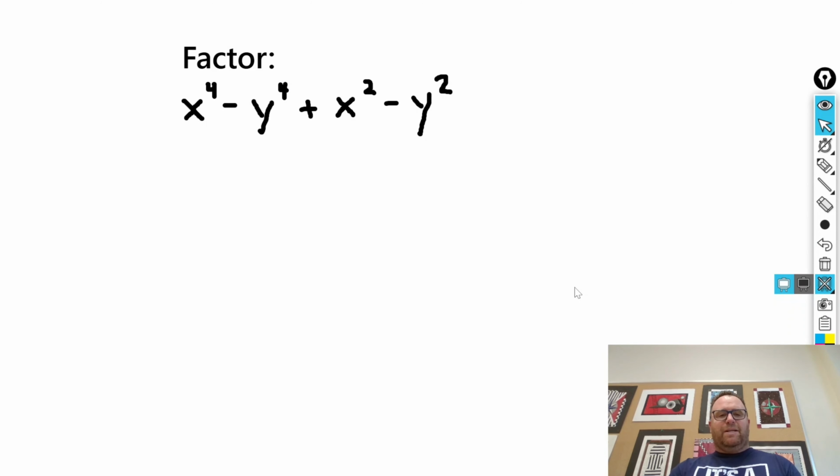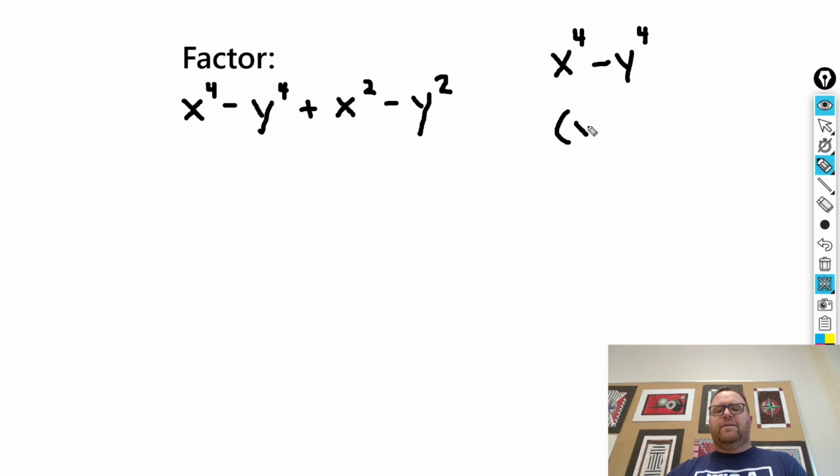A user asked me to factor x to the fourth minus y to the fourth plus x squared minus y squared. So I'm going to go ahead and do that. Now, it should be noted that x to the fourth minus y to the fourth, that's a difference of squares. So we could rewrite that as x squared minus y squared times x squared plus y squared.